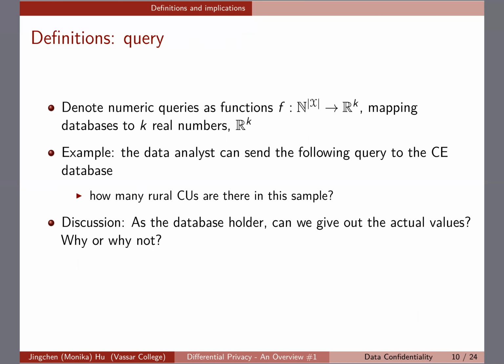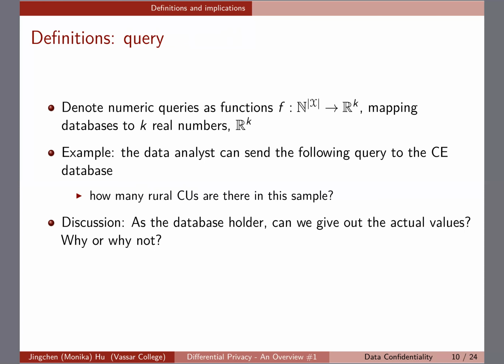All right, so the next definition. Now we know database. The definition here is the query. Mathematically, we denote numeric queries as functions f. You can see that we are mapping databases to k real numbers, from left to right, the arrow. So the output is in R^k, k-dimensional.